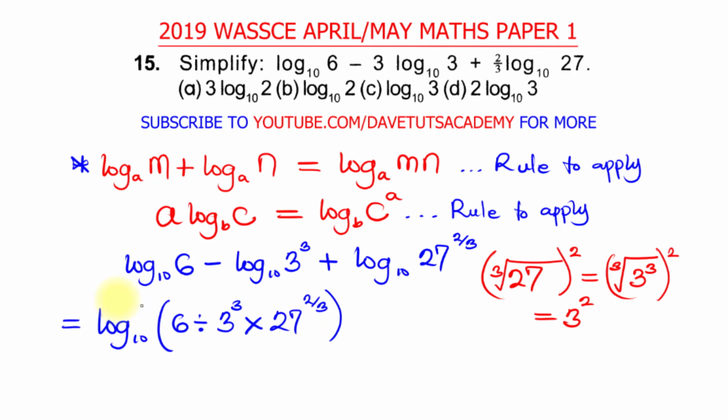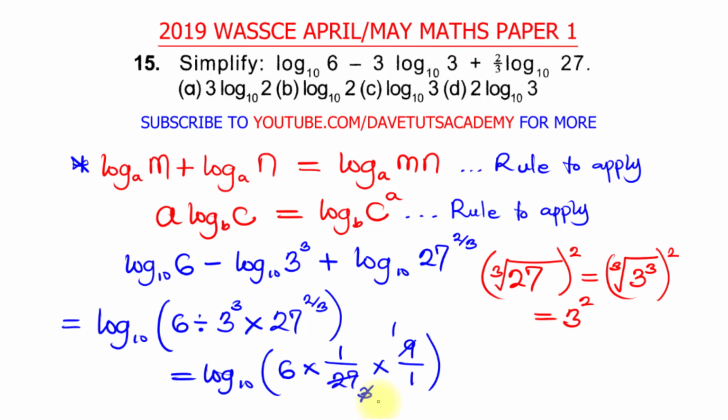Okay, so here we can just say our question that we are trying to solve will now give us log to base 10 of 6. Instead of division, now we can say times 1 over 3 raised to power 3, which is 3 times 3 times 3, which is 27. Then times 3 raised to power 2, which is 27 raised to power 2 over 3, is 9. We can say that is 9 over 1. So we can just cut. 9 can go here, 9 in 27, that is 3. 3 can go here, 3 in 6, that is 2. So our final answer is nothing but log to base 10 of 2. And if you look at our options A, B, C, and D, you can see option B is log to base 10 of 2, and that happens to be the correct answer for this question. Option B is the answer.